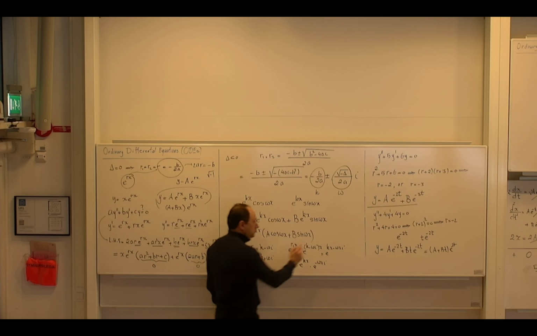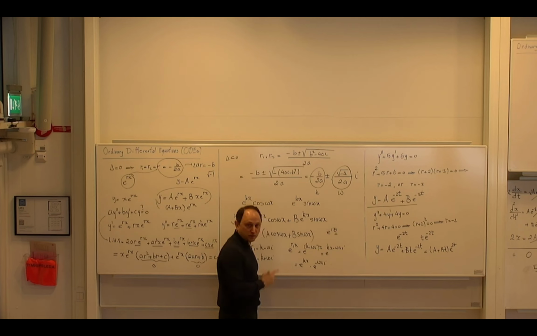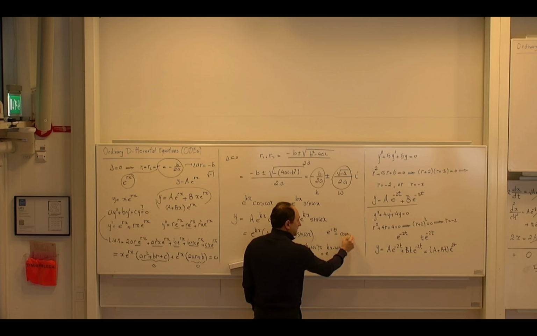But if you remember, in complex numbers, we have this Euler formula, that e to the power of i theta can be written as cosine theta plus i sine theta.